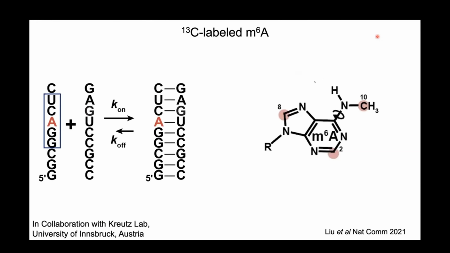And so the first thing that we wanted to do was we took this wonderful m6A and labeled the carbon positions shown here in red. This was in collaboration with the Kreutz lab at the University of Innsbruck. And so we took this methylated adenine, we labeled those particular atoms with Kreutz's lab, and then we used chemical synthesis to synthesize our RNAs, shown here, where the adenine is labeled either with the m6A, with the methylated version, or the unmethylated version, and then we measure the hybridization kinetics with the use of the NMR experiment.